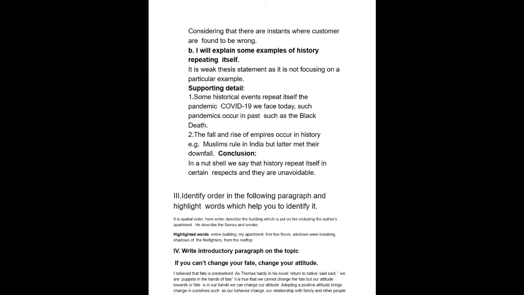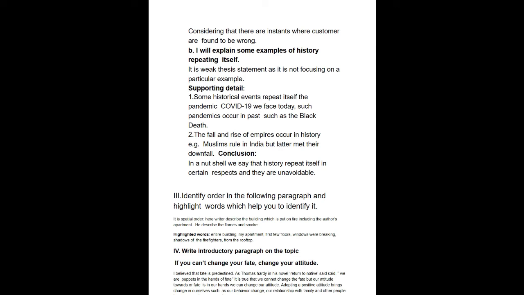It contains the thesis statement. So there are techniques to write a good introductory para, such as the use of hooks. You can use hooks such as a quotation, an anecdote, or any thought-provoking question you may use.